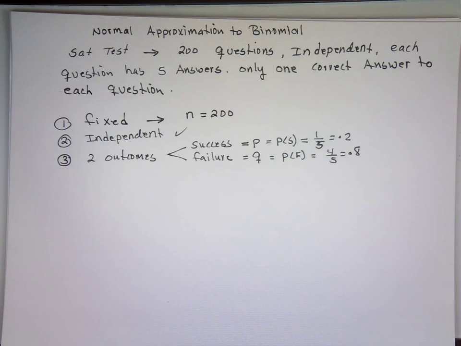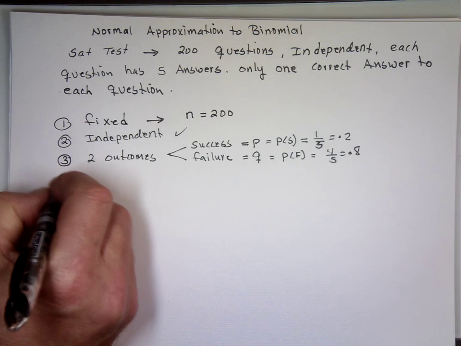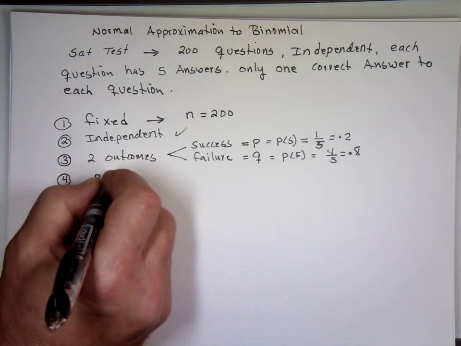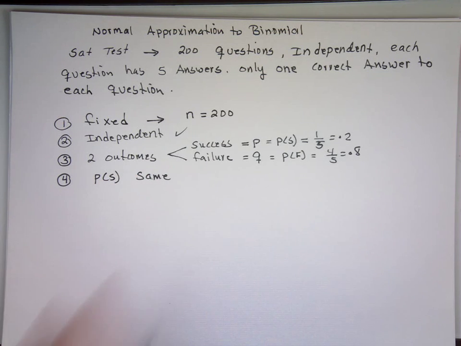I said each question has 5 answers and only one correct answer. And that takes me to criteria 4, which is what? The probability of success must remain the same through the whole test. The probability of guessing the correct answer for each question stayed the same, 1 out of 5. So that test fits the condition for binomial.